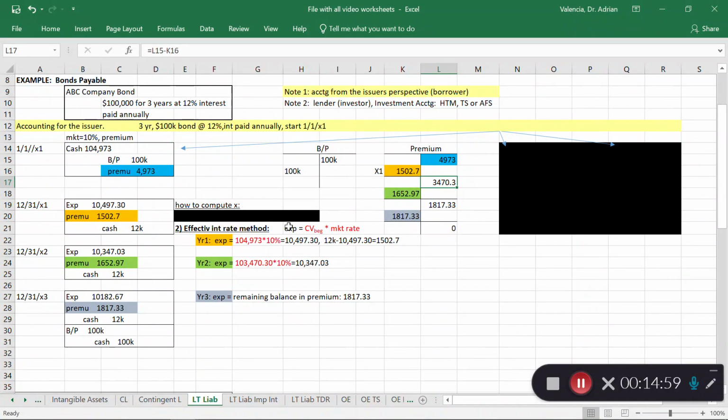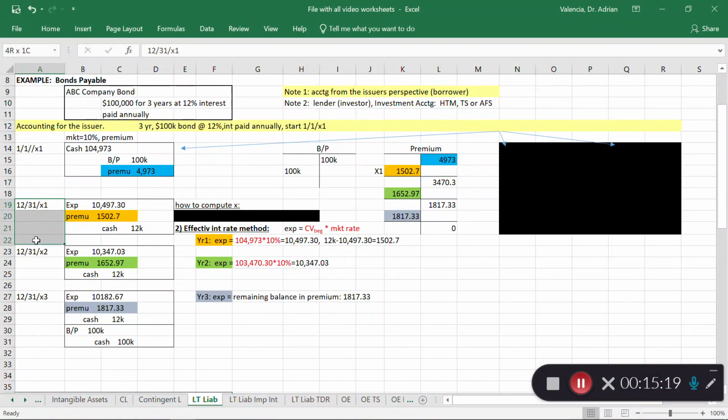Because remember, the expense is always the carrying value at the beginning times the market rate. Now, we're doing this computation yearly, so it's the carrying value at the beginning of each year. But think about it. If you're doing it quarterly, it's the carrying value at the beginning of that quarter, or monthly, etc. All right, so let's go ahead and do year 2 then.